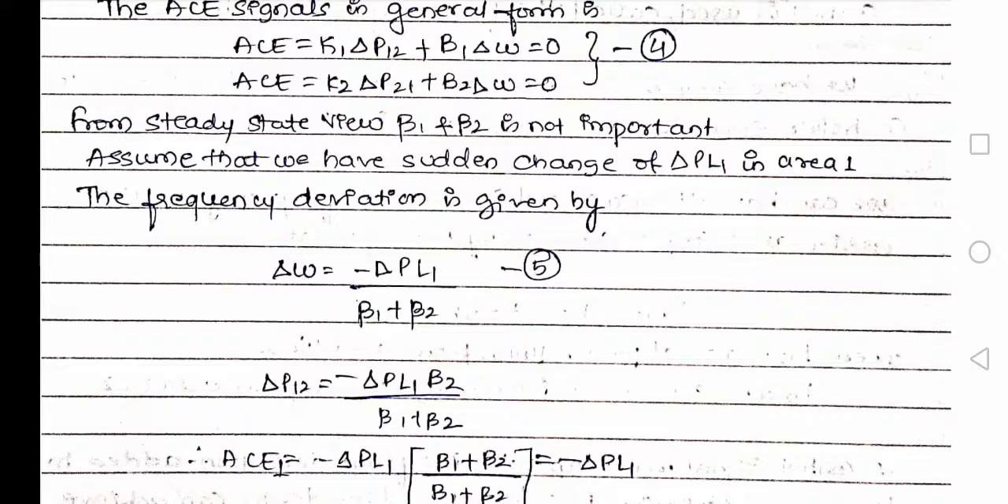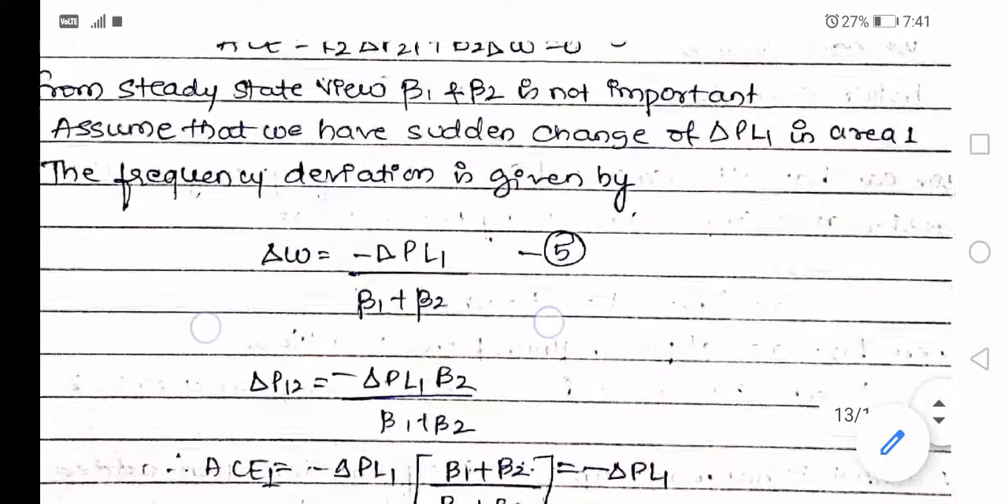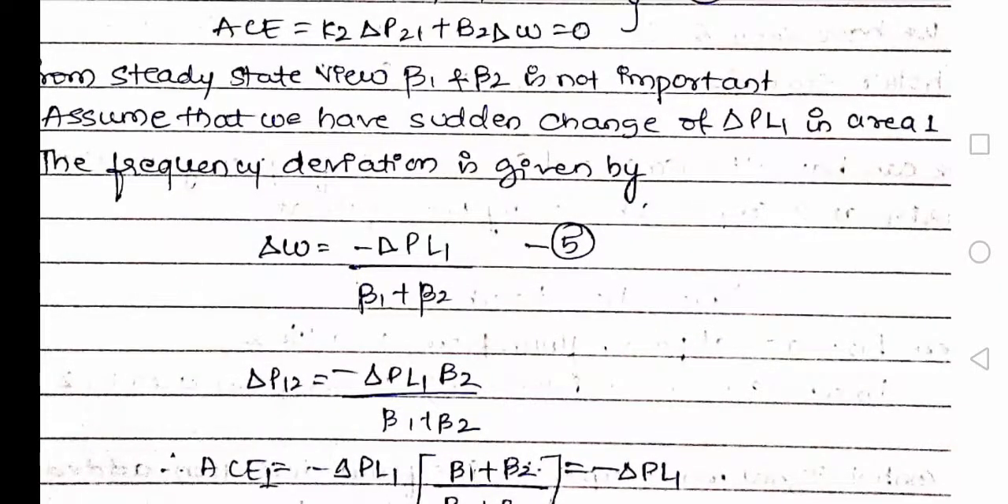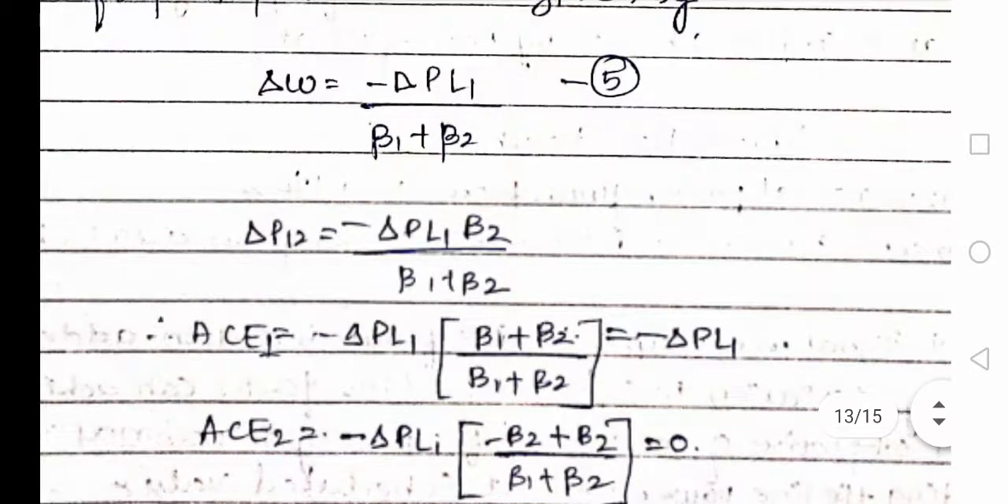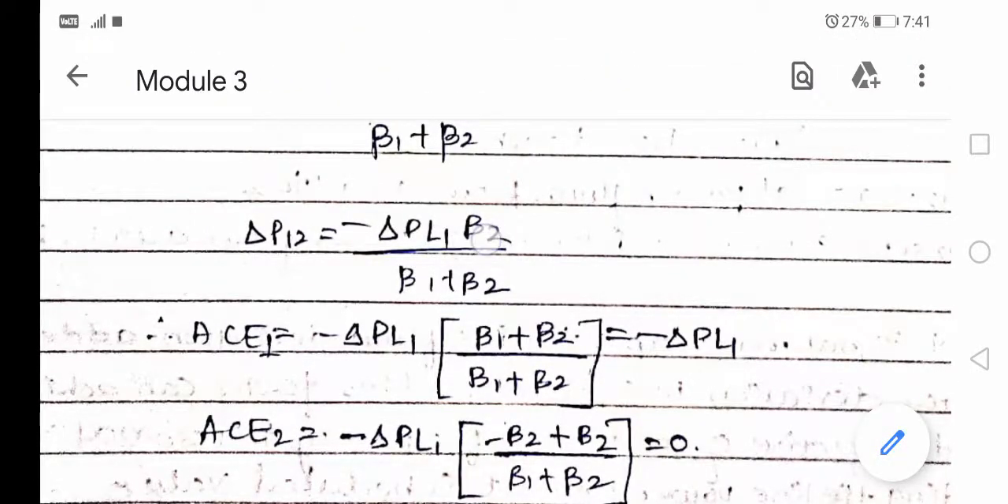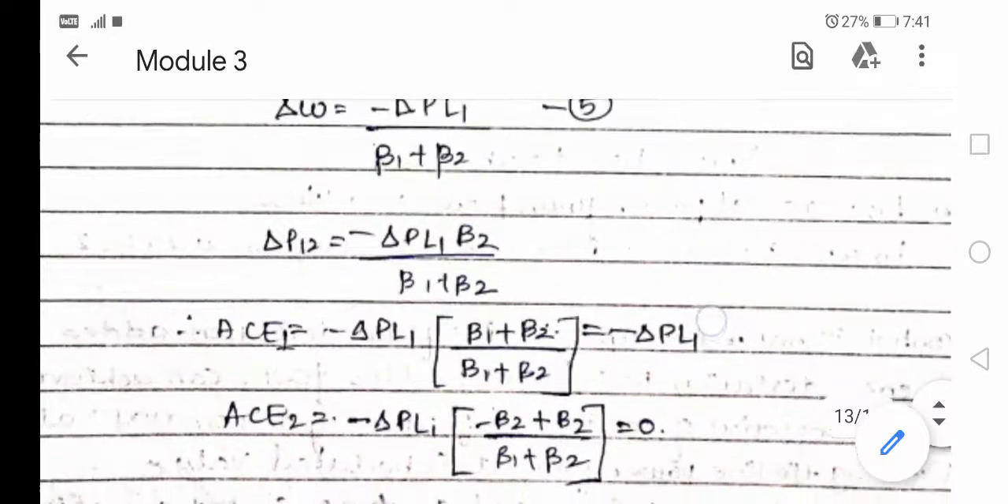Then in the next step, assume a sudden change of delta PL1 in area 1. That can be expressed in terms of the frequency deviation as delta omega is equal to minus of delta PL1 divided by beta 1 plus beta 2. This will be your frequency deviation whenever you have a change in the load, that is delta PL1. Next, you calculate delta P12. Delta P12 is equal to delta PL1 into beta 2 divided by beta 1 plus beta 2.